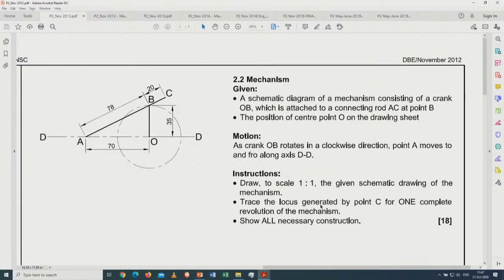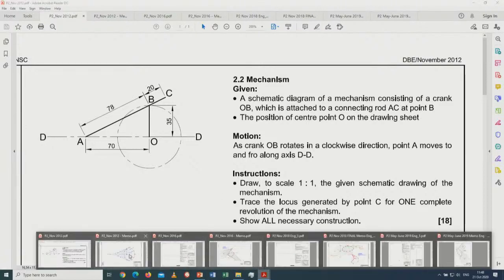And then trace the locus generated by point C. So the locus of point C for 1 complete revolution of the mechanism. So it's going to slide over there, but I'm looking for this point. I'm looking at the profile that it will make at C at this point over here, and show all the constructions. Don't rub out your construction lines afterwards. All right, so that is what the question was.